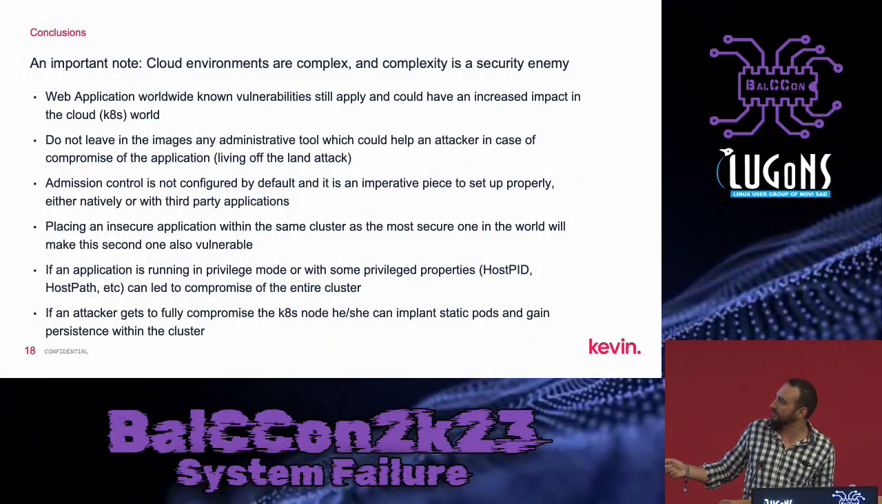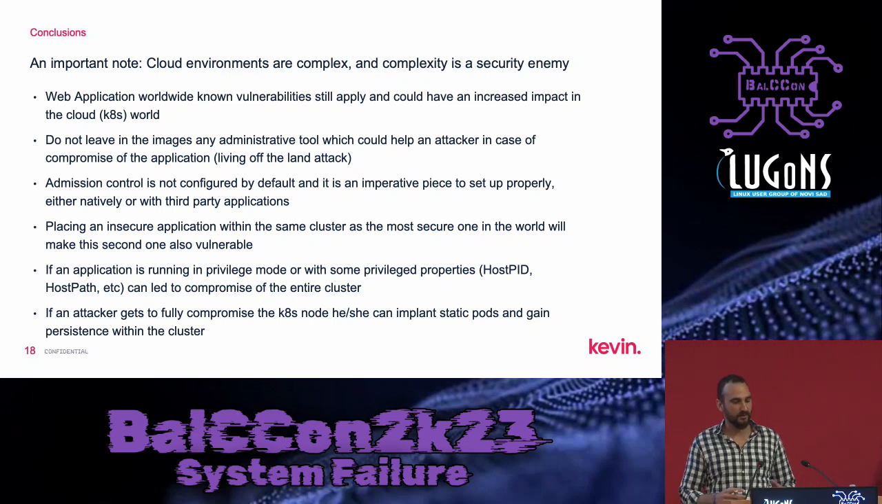Something that is very important and people don't pay attention to: I really don't get how they end up with that. Admission control is not configured by default. So by default, Kubernetes is insecure. We can see different namespaces; by default, they can communicate with each other. All of these things take time and effort to configure and test to make sure they work properly. We also saw that placing an insecure application in a network that could be secure can expose the whole network, which is a new attack surface that we didn't have in monolithic applications.